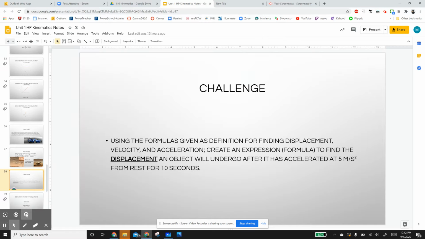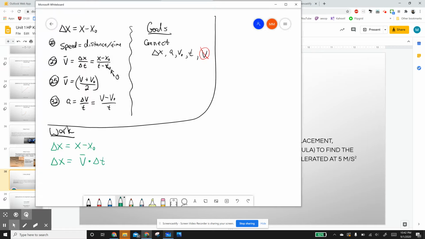Or again, because that delta t is really just telling me how much time has gone by, I can rewrite that as just saying v average times my time. Okay, so I now have an expression that I'm relating delta x, v average, and time. Next thing I want to do, I don't have v average in my goals. Okay, so I want to eliminate v average.